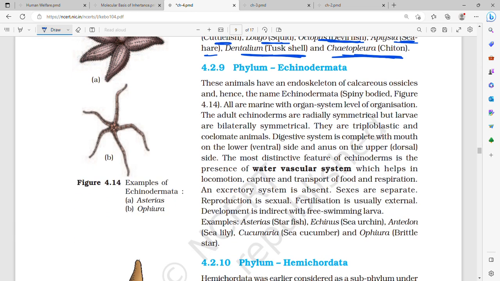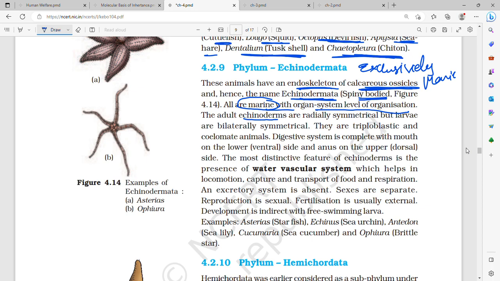Phylum Echinodermata. Echinoderms have an endoskeleton of calcareous ossicles and hence the name Echinodermata, which means spiny bodied. They are all exclusively marine. First exclusively marine was Ctenophora, and this is the second exclusively marine phylum.